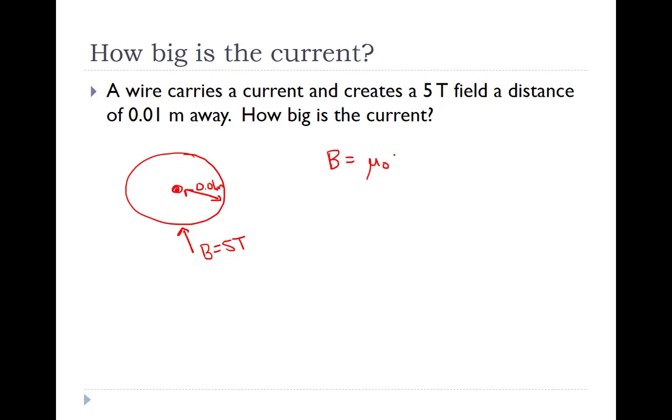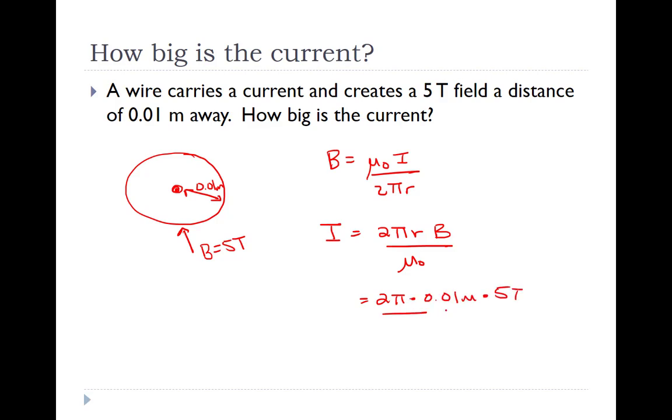So B is mu naught I divided by 2 pi r. I'm going to rearrange this and solve for I. I will equal 2 pi r B divided by mu naught. So that's 2 pi times 0.01 meters times 5 Tesla divided by 4 pi times 10 to the minus 7 Tesla meters per amp. And that works out to be 2.5 times 10 to the 5th amps, which is a rather large current.